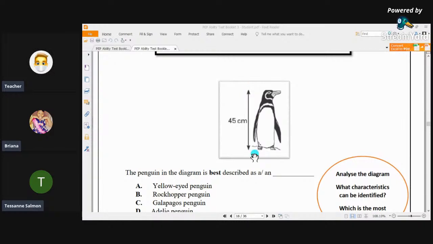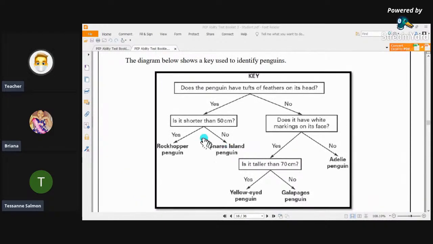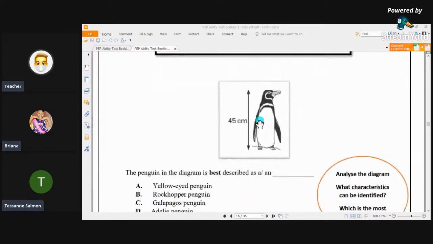So the measure is 45 centimeters. All right, let us look at it again. They give us a measure here and a measure there. Also, they talk about whether it has white markings on the face. Hold on, let's go back. This has white markings on the face.